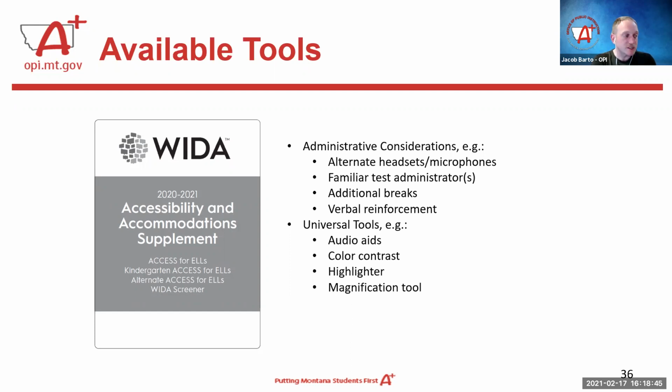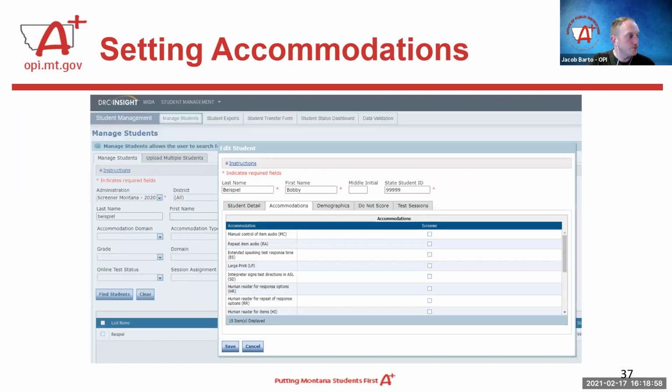But the supplement pictured here on the screen, this accessibility and accommodation supplement, does also contain guidance on available accommodations for students with IEPs or 504 plans. So when it comes to setting up those accommodations for those students, they will need to be done on a case-by-case basis in WIDA AMS.